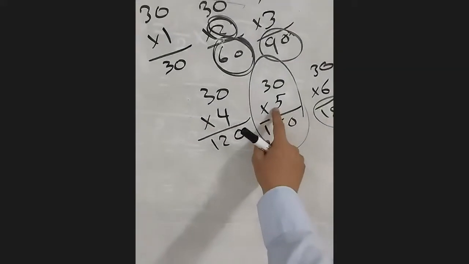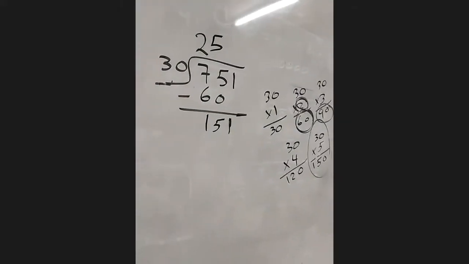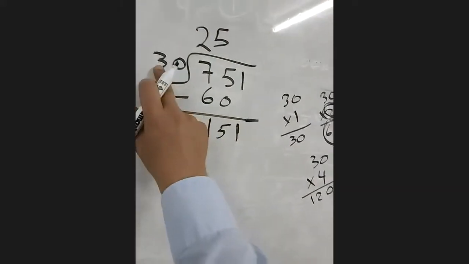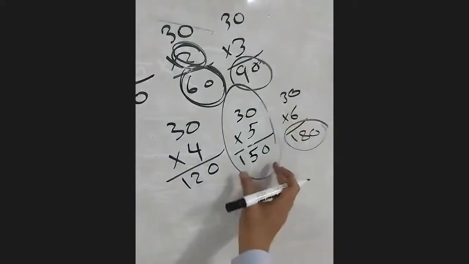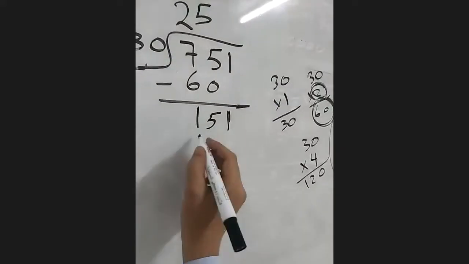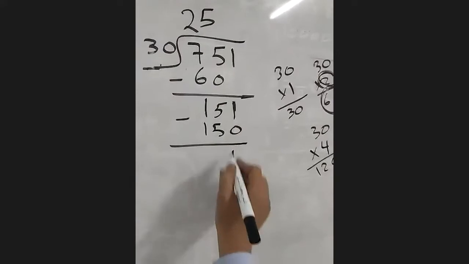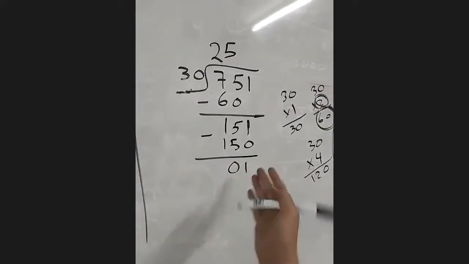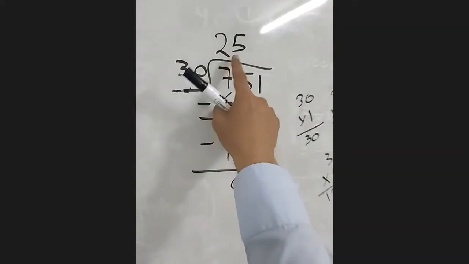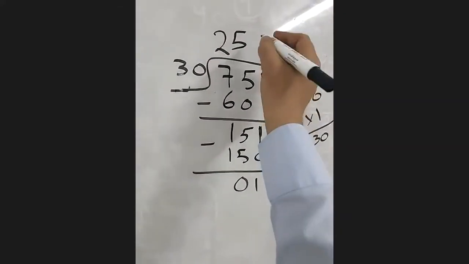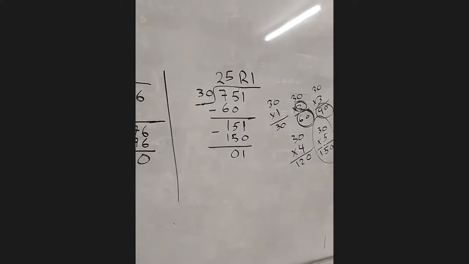So I'll choose the number up to be what? 5. So up, I'll put 5. Now, 5 by 30, we did it here. No need to do it again. Let's do it on extra paper. 150, 150. Subtract. 1 minus 0, 1, and this is 0. So we have remainder 1. We finished the numbers here. So what's the answer? The quotient 25 with remainder 1.